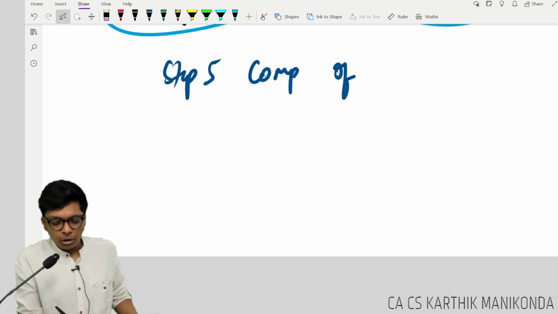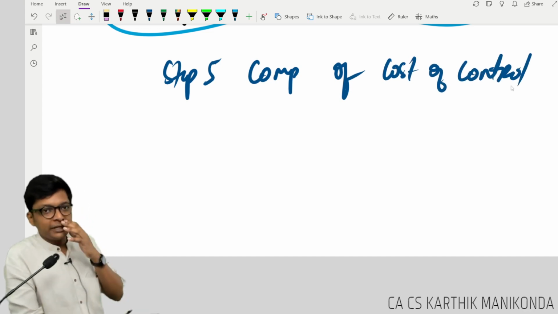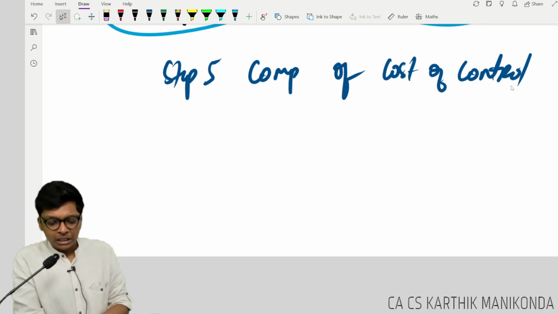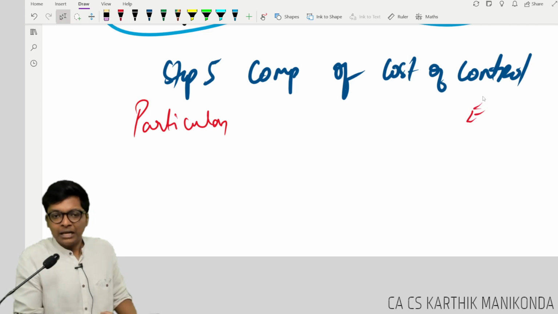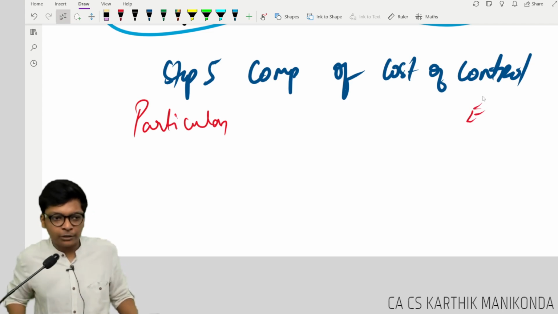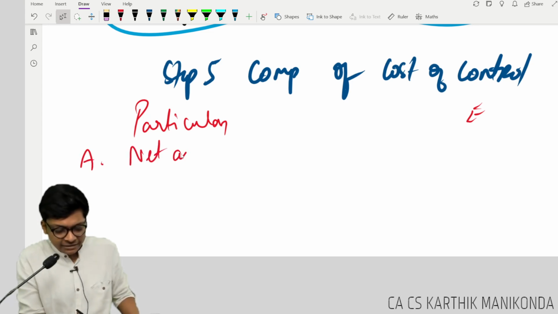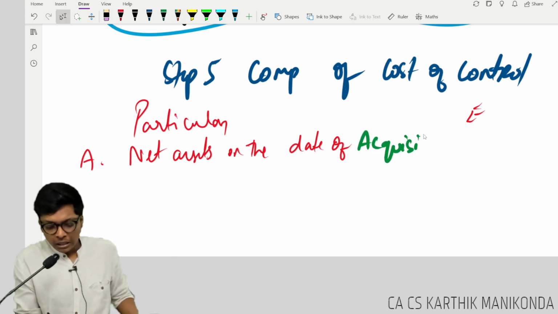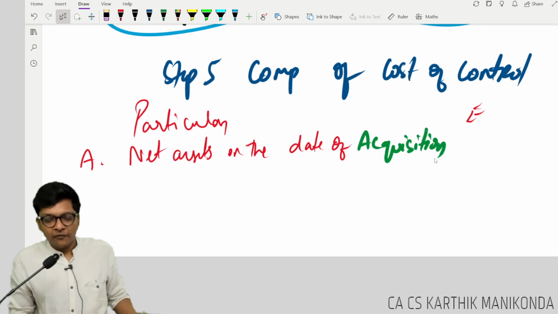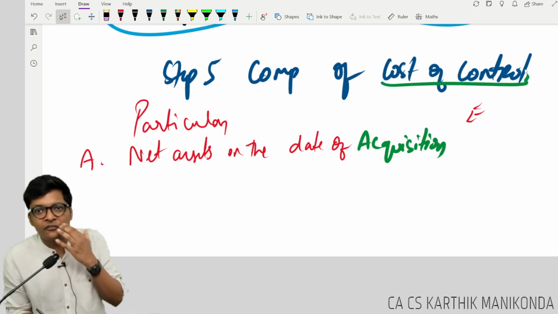Next, step 5. Computation of cost of control. Are you all with me, guys? Computation of cost of control. Prepare a table like this. Particulars, amount. We will finish the steps and straight away get to sums. Particulars, amount. Here, A, you write down net assets on the date of which day, guys? On the date of acquisition only you compare, correct? For cost of control, I told the whole thing, you will take date of acquisition.